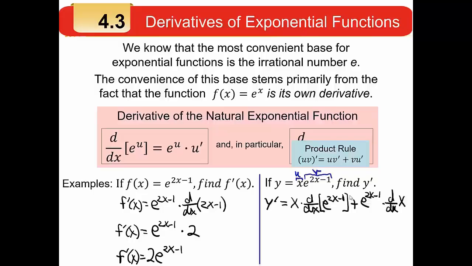The product rule says you take u, which is x, times the derivative of v, which would be the derivative of e to the 2x minus 1, plus, then you reverse it, take v, which is e to the 2x minus 1, multiplied by the derivative of u, which would be the derivative of x.